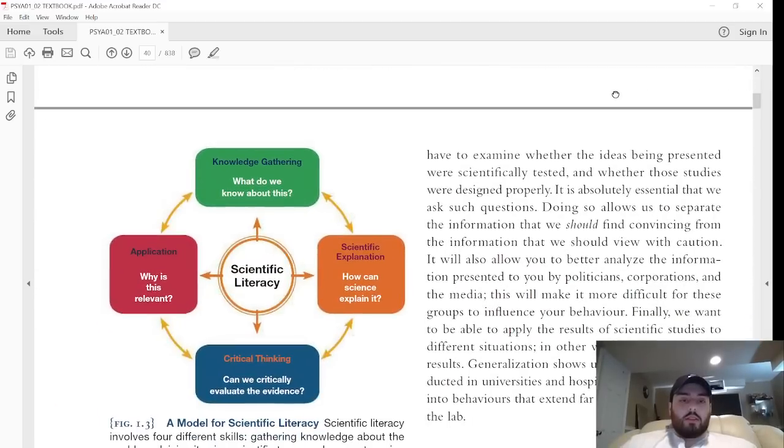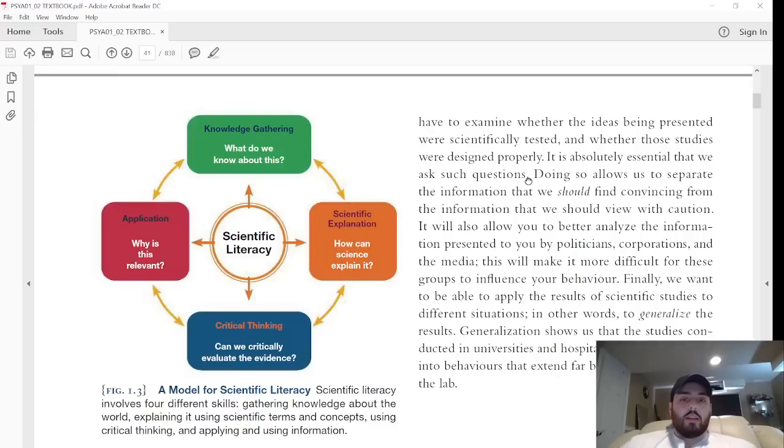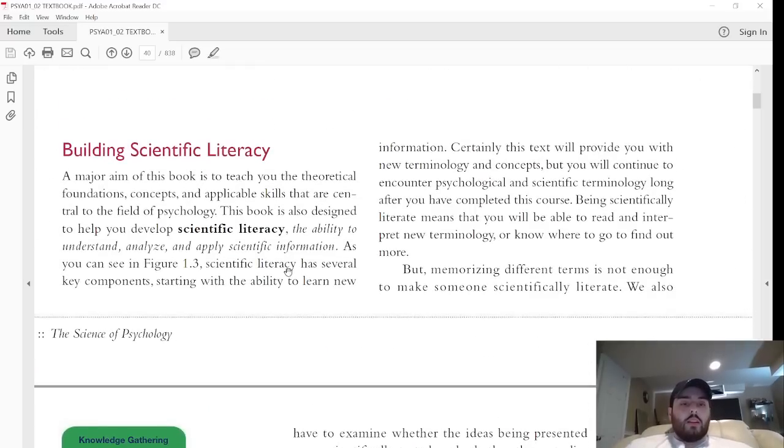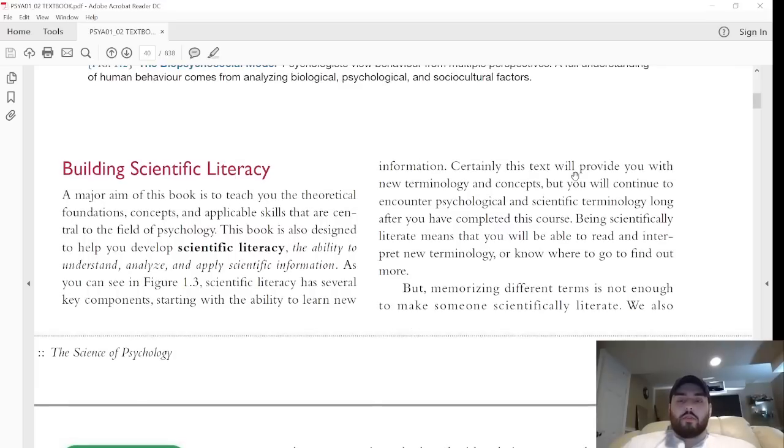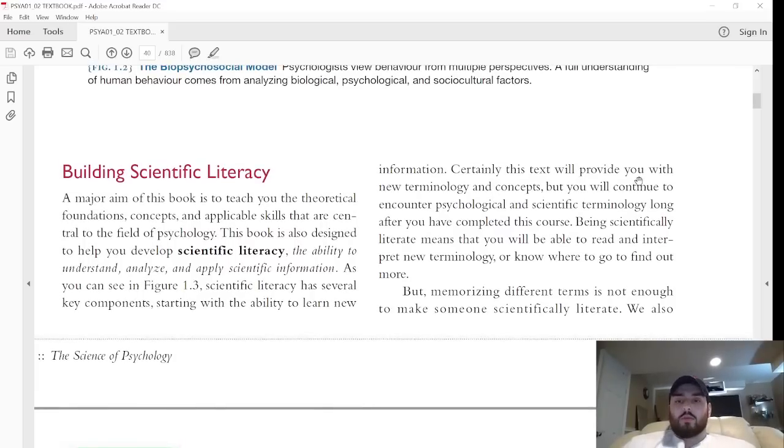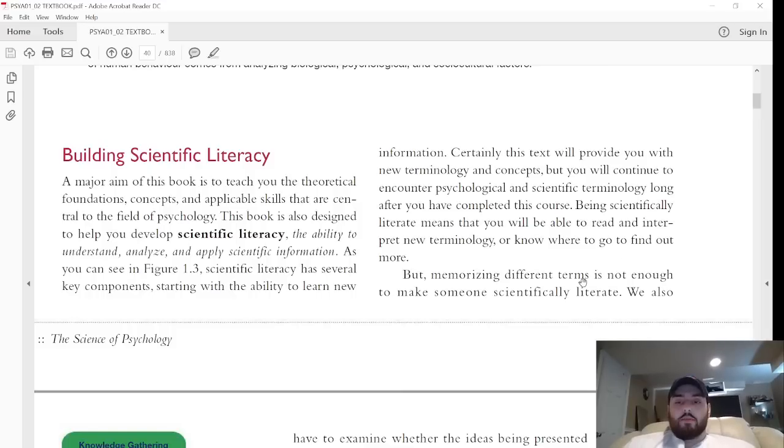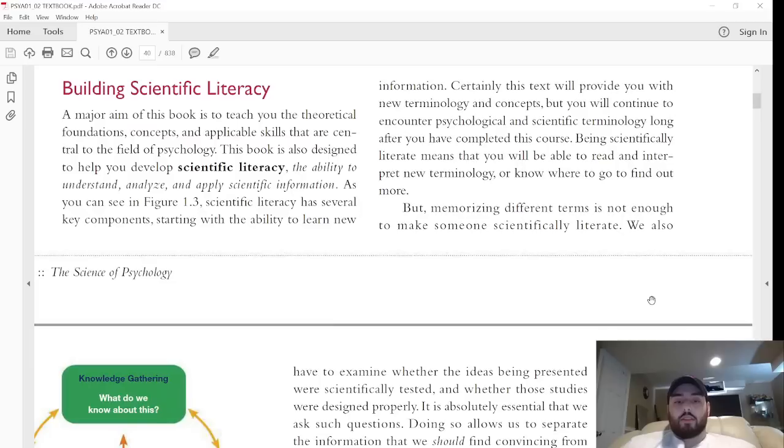So let's see here. What do we have? Scientific literacy. So scientific literacy has several key components, starting with the ability to learn new information. Certainly this text will provide you with new terminology and concepts, but you will continue to encounter psychological and scientific terminology long after you have completed this course. Being scientifically literate means that you will be able to read and interpret new terminology, or know where to go to find out more.